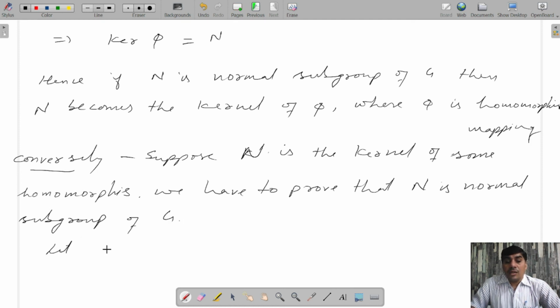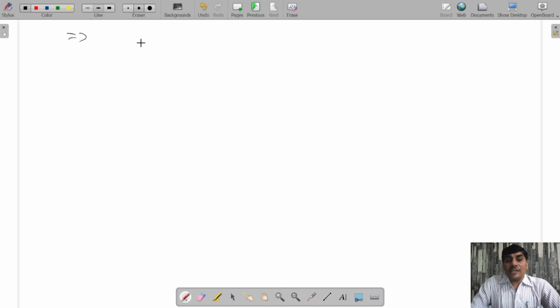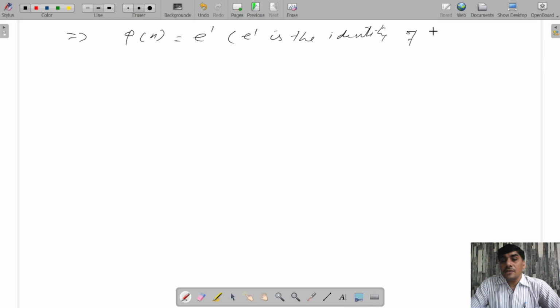Let x belongs to G and n belongs to capital N, which is equal to the kernel of phi. This implies phi of n is equal to e dash. e dash is the identity of G dash, which is equal to phi of n.